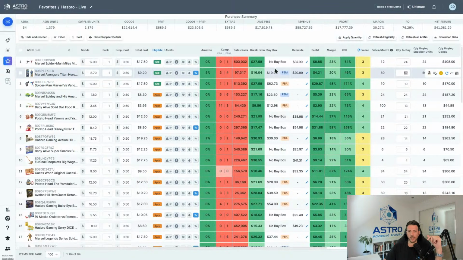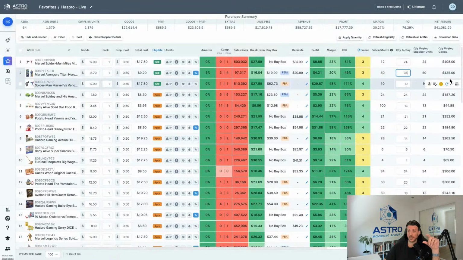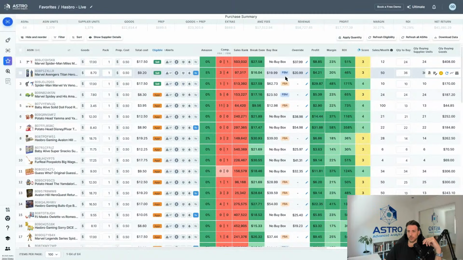So for this one, there's a couple of other sellers, so I wouldn't buy 50 of these. I wouldn't even buy 48, which calculates the quantity pack. I'd probably buy around 36 of these, just because there's another 2 FBA sellers. And even though I'm beating them, I'm still not comfortable buying the full amount shown there.